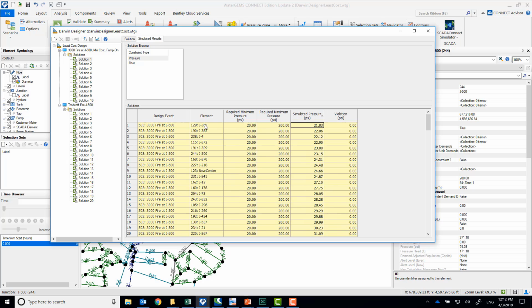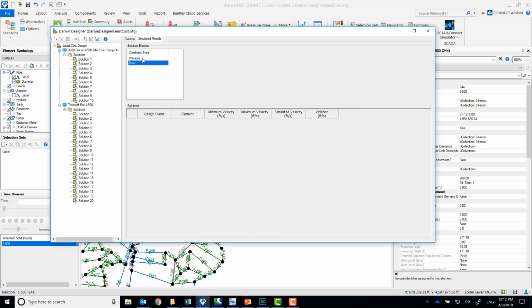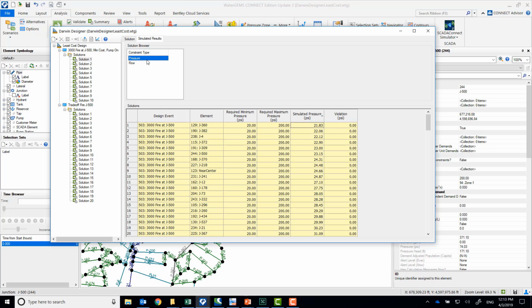And the results here, you can see if I go to my simulated pressure, the worst node is J360, and the required minimum pressure was 20. It can do up to 21.83. So all our nodes meet that requirement. We didn't have anything for flow, so that was the only constraint that we were setting, right? And what is that solution exactly?